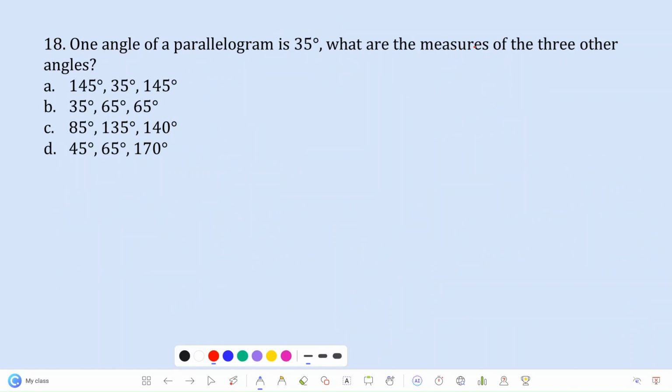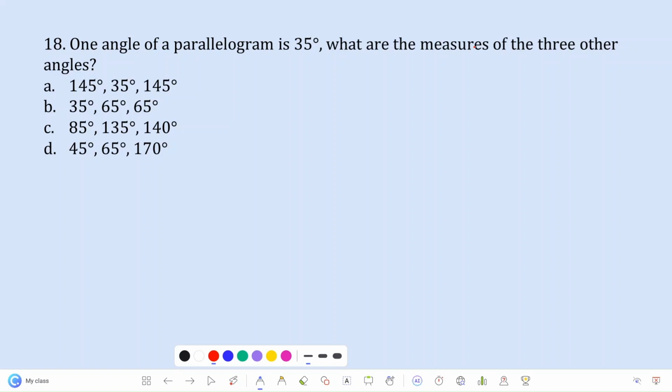Ang ating item number 3, one angle of a parallelogram is 35 degrees. What are the measures of the three other angles? Is it A, 145 degrees, 35 degrees, and 145 degrees? B, 35 degrees, 65 degrees, 65 degrees. C, 85 degrees, 135 degrees, 140 degrees. Or letter D, 45 degrees, 65 degrees, and 170 degrees.